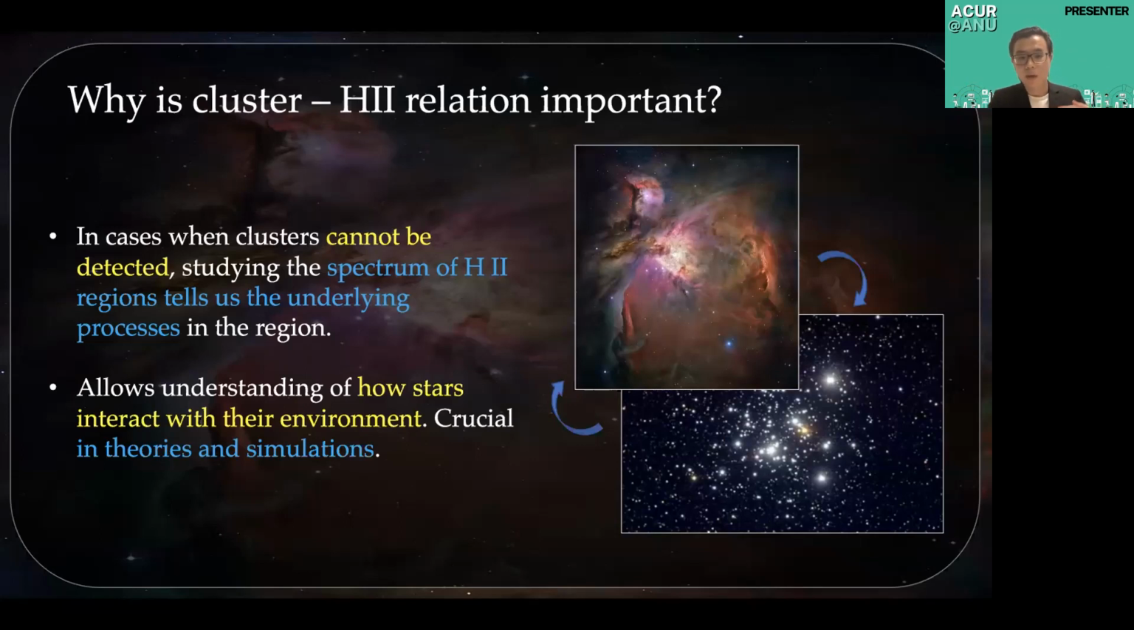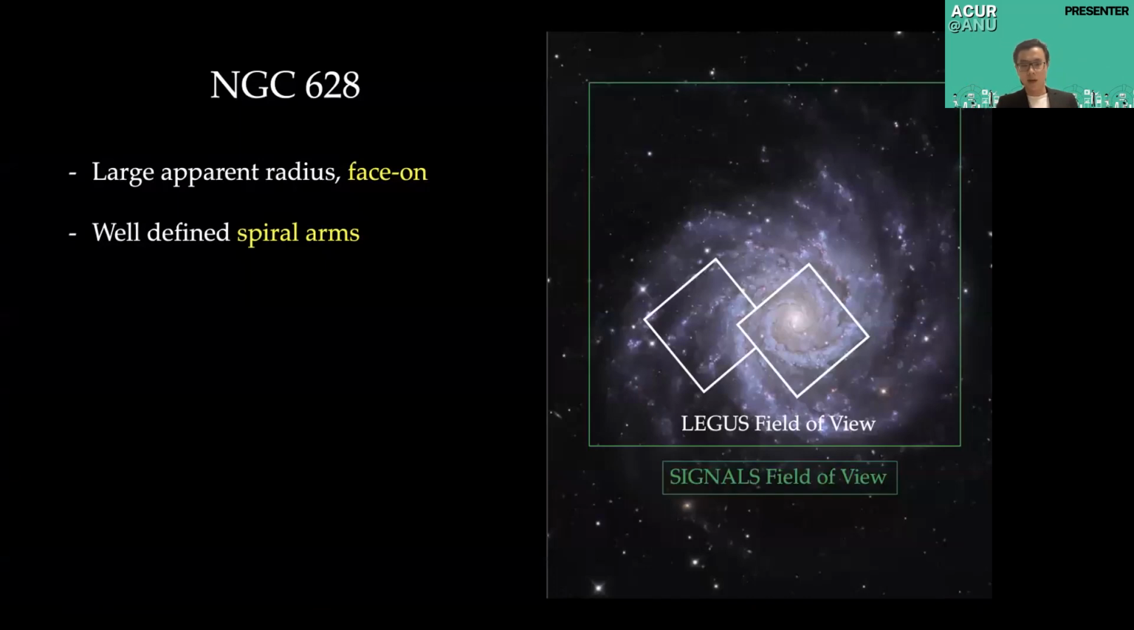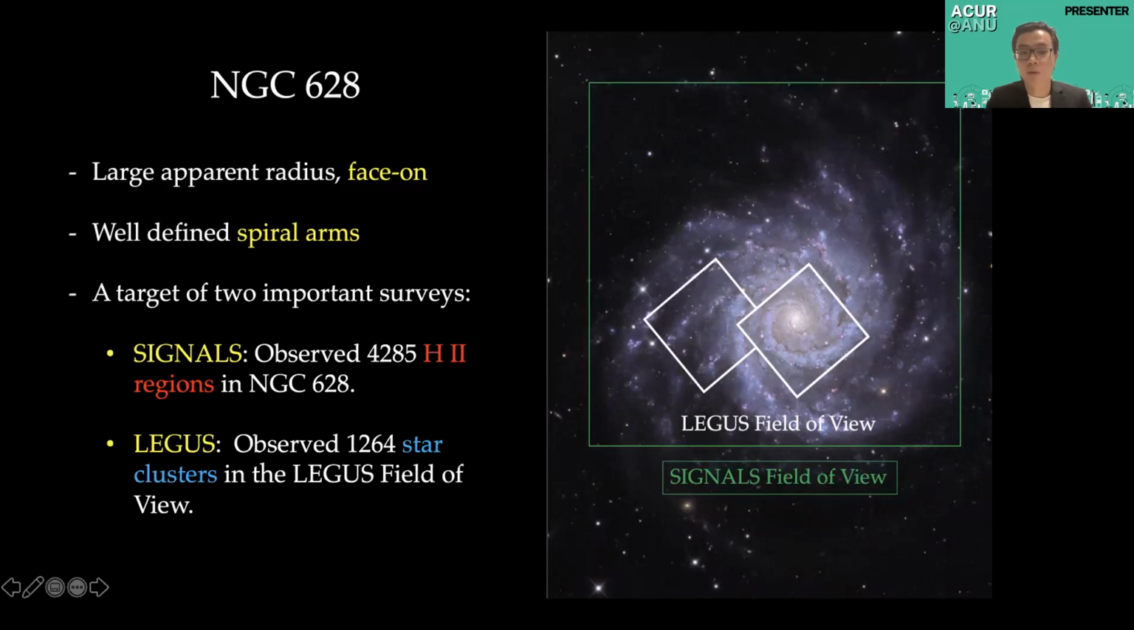And so now we talk a little bit about our project. We'll be looking at NGC 628. It has a large apparent radius. It is face-on, and it has really well-defined spiral arms. More importantly, it is a target of two important surveys. The SIGNALS survey, which was also mentioned by Sophia earlier, observed 4,000 over H II regions in this green field of view, but it also appears in the LEGUS survey, which has observed 1,000 over star clusters in the LEGUS field of view. And so you can sort of see where this is going right now.